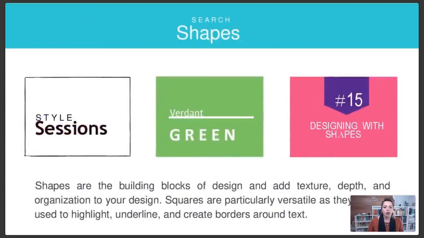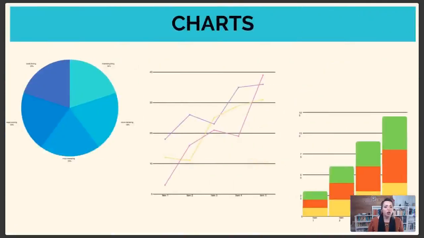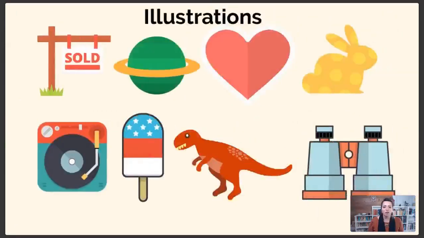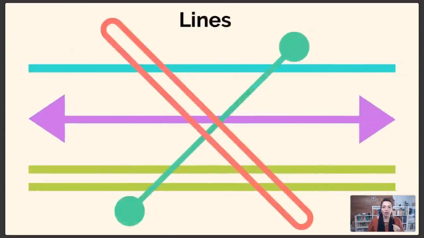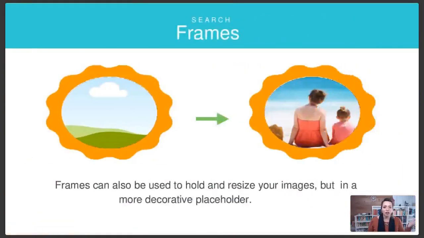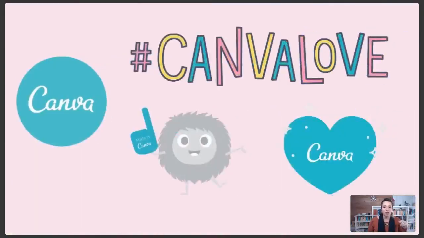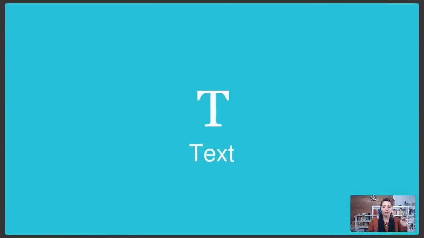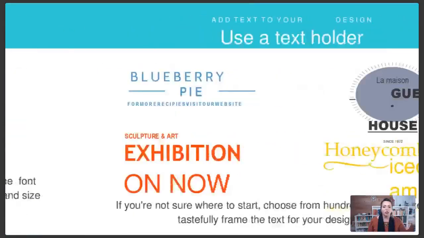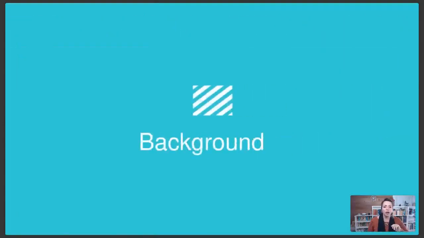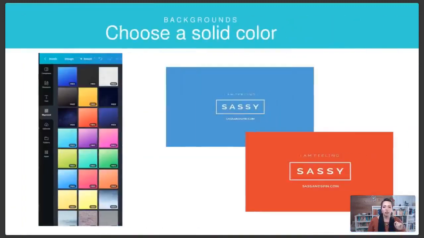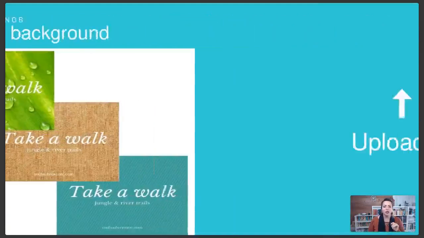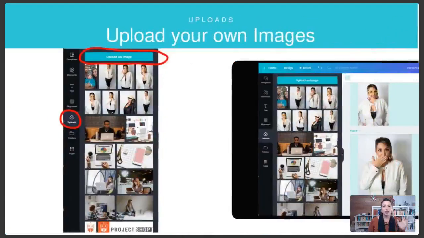Grids and images, we talked about that. Shapes, charts, you guys saw many charts. We saw fun illustrations. See, there were dinosaurs. I didn't get to show you the dinosaur. Icons, as you're familiar with that. Lines, all kinds of lines. Frames, we talked about frames. Canva love. Text, you guys saw that there was the text option on the pre-made text. We saw that there are backgrounds, all different types of backgrounds you can do. We saw that you can do textured backgrounds, how to upload.